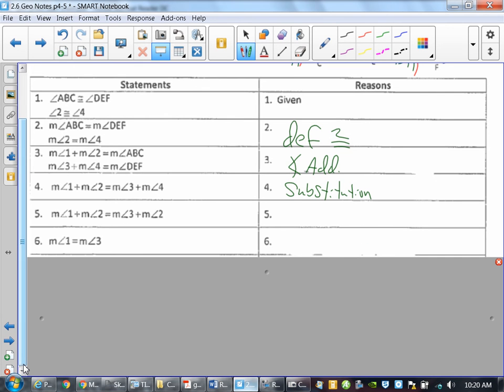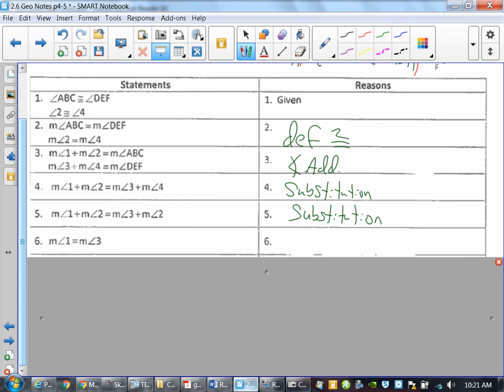What changes between step 4 and 5? Very subtle change. What changes? They change the angle to the one on the other side. Yeah. Why can they change 4 into a 2? Because they're equal to each other, so you are using substitution again. You can use steps over and over again. You have another substitution step.